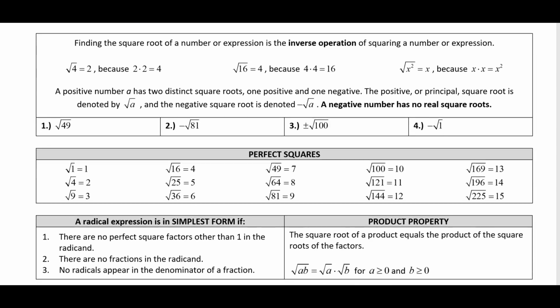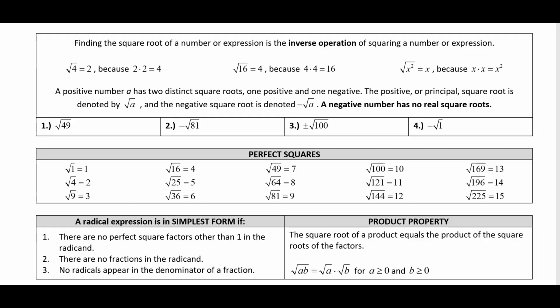So down here, finding the square root of a number or expression is the inverse operation of squaring a number or expression. So for example, the square root of 4 equals 2 because 2 times 2 equals 4. So it's taking that idea of 2 to the second power and undoing it would be 2. Same thing with the square root of 16 equaling 4, because 4 times 4 equals 16, that would be 4 squared. Undoing that would leave you with the 4. Or the square root of x squared equals x because the square root undoes the power there.